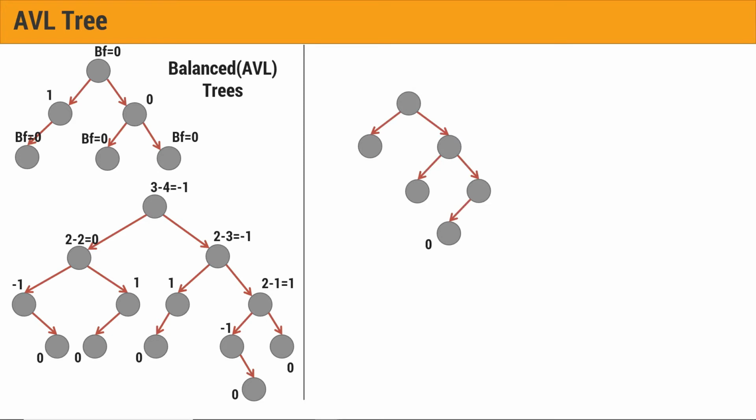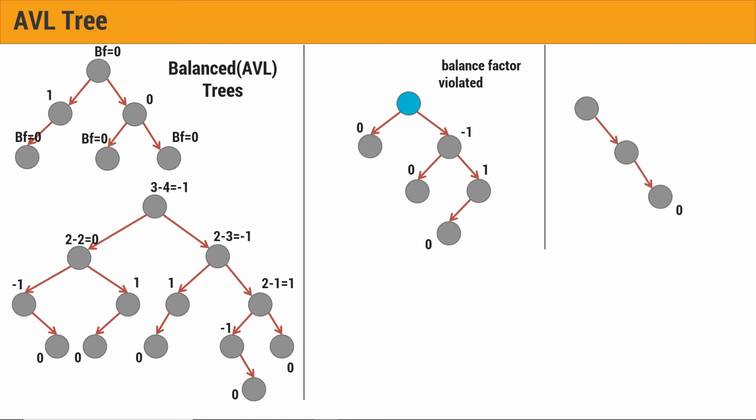Now in this tree, the leaf node has balance factor 0, this node has balance factor 1, this node has 0, this node has 1, this node has 0, and this node has balance factor 1 minus 3, that is -2. So the balance factor is violated. For this situation we have to rotate the tree and balance the tree. So rotation is the solution for this violated balance factor.